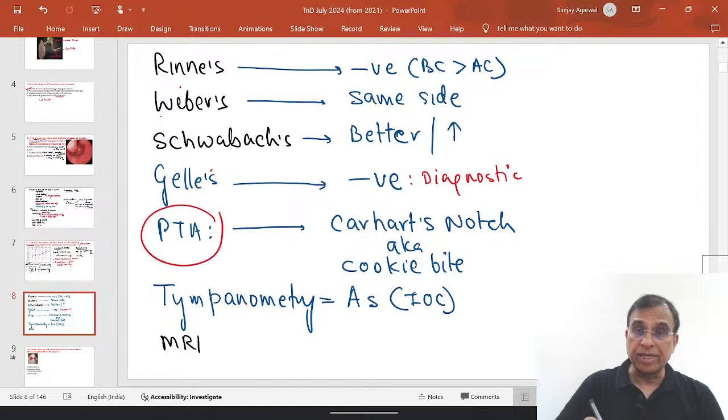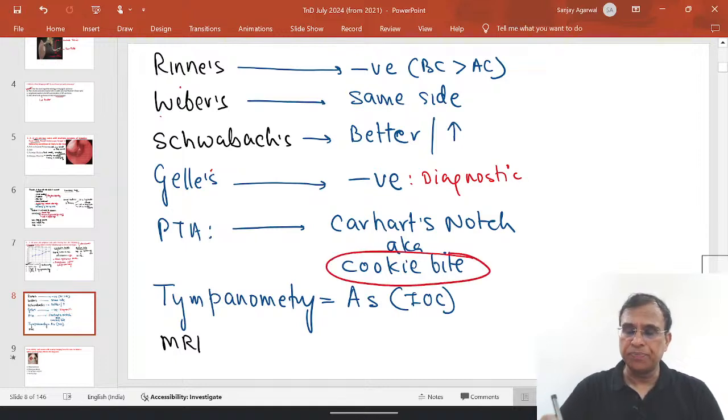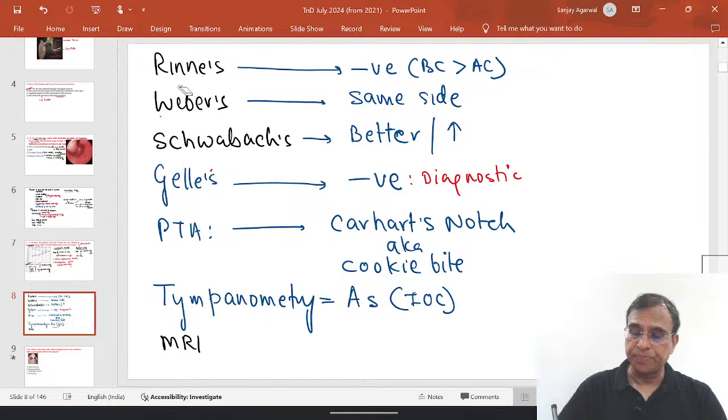Pure tone audiometry that we have just discussed will show you Carhart's notch. Now Carhart's notch is very similar to the cookie bite audiogram. They are not the same thing. Cookie bite and Carhart's notch are not the same. They are very similar, and both are seen in otosclerosis. And tympanometry will show you As type of tympanogram, and this is an investigation of choice.